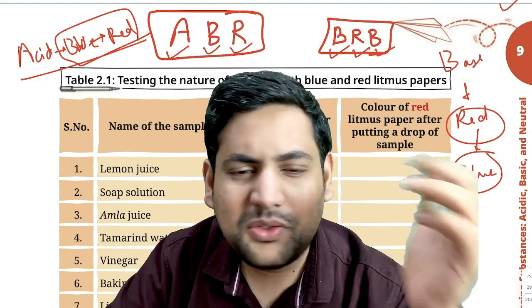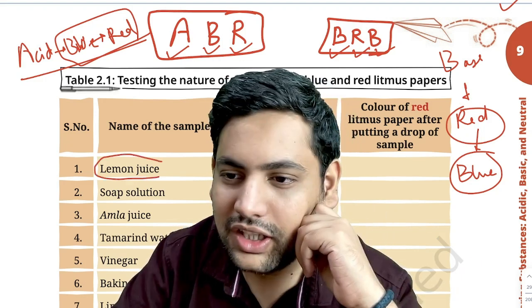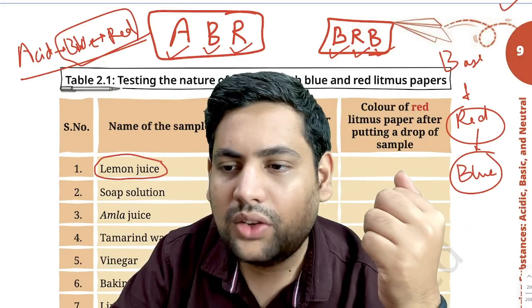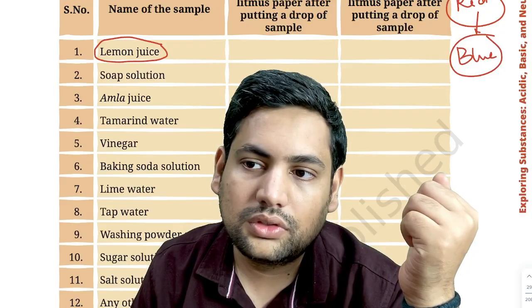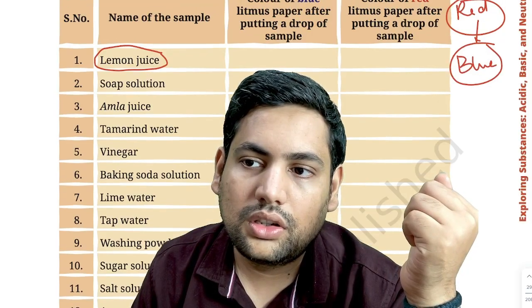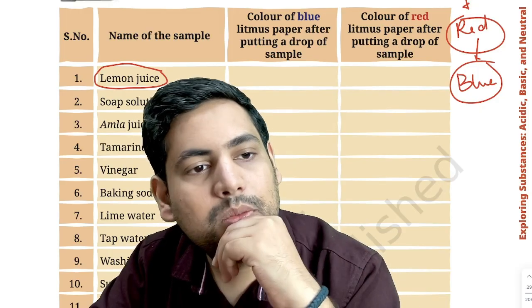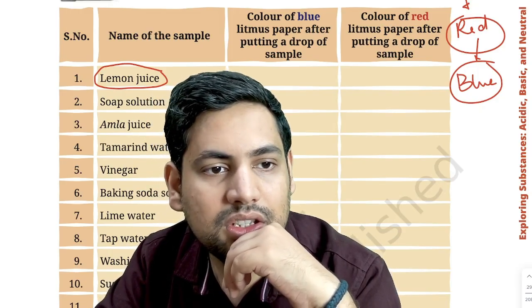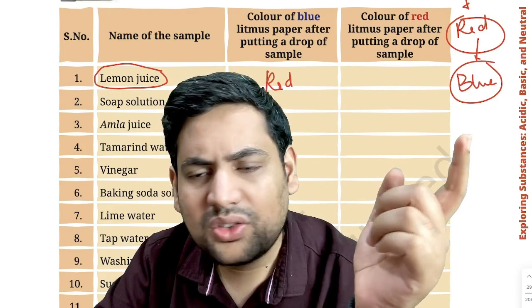Now, it is giving you a test, fairly easy. Lemon juice, what is it? You might know that this is sour in taste, correct? So this is acidic. Now, if you put blue color litmus in it, what will happen? Acid turns blue litmus red, correct? So this will become red, and this is no change.